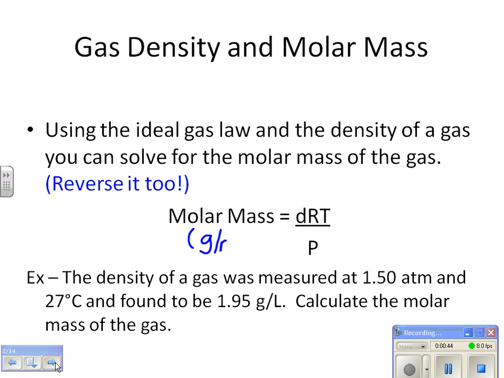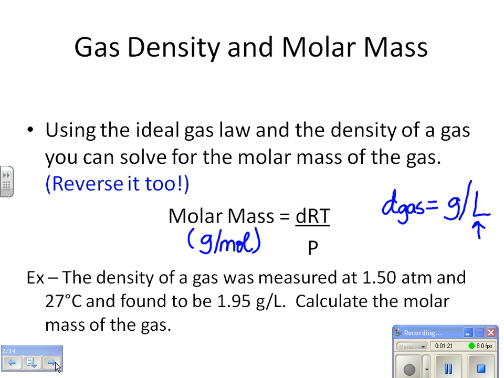Molar mass, measured in grams per mole, is equal to dRT over P, density times R times T over P. Density for a gas, however, has units of grams per liter. Pay attention to liter. You're used to density being grams per milliliter, but gases are very, very light, and their density is measured in grams per liter. Okay, so molar mass is equal to dRT over P.